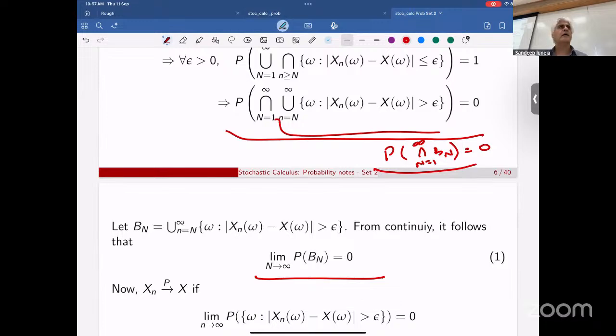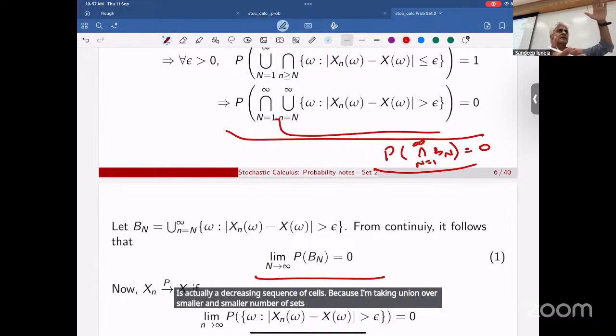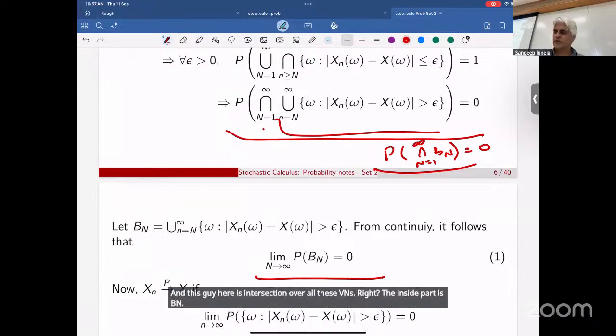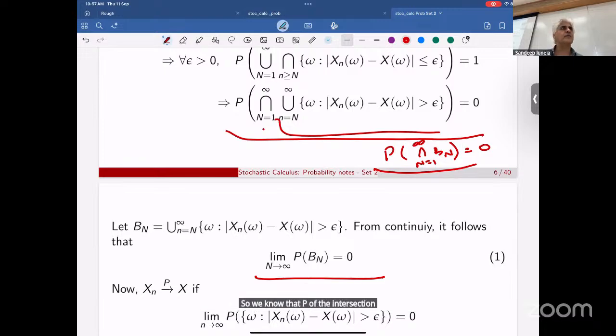I think Bn is a union, though. No, but now that we've defined it, we know that this Bn, the way we defined it, is actually a decreasing sequence of sets, because I'm taking a union over smaller and smaller numbers of sets. So Bn is decreasing, and this here is the intersection over all these Bn's. The inside part is Bn. So we know that P of the intersection is equal to 0, which means the limit of P of Bn is equal to 0. That's what we just did.